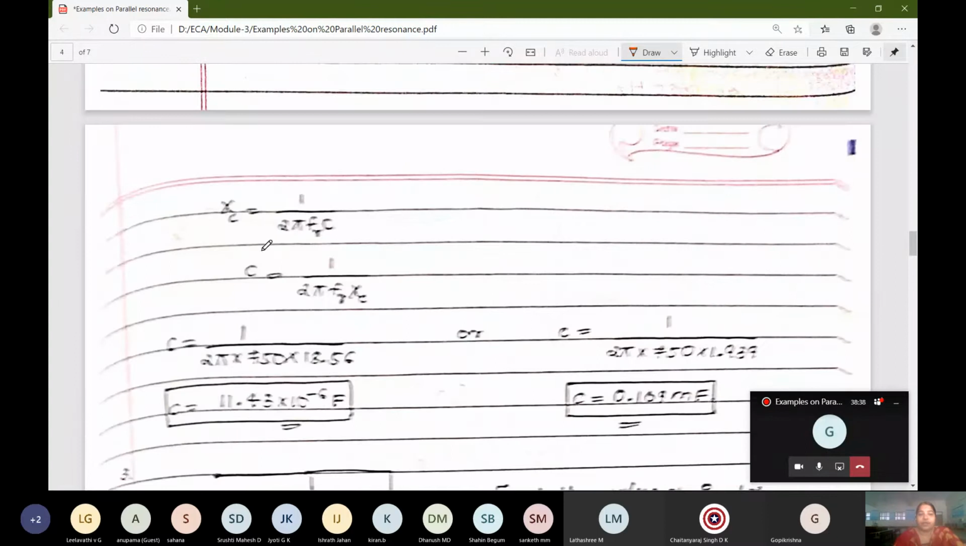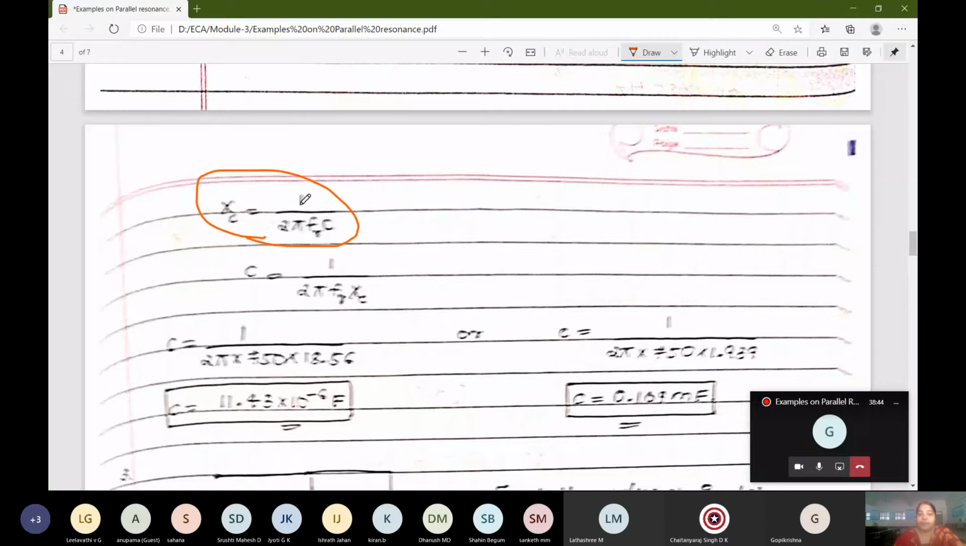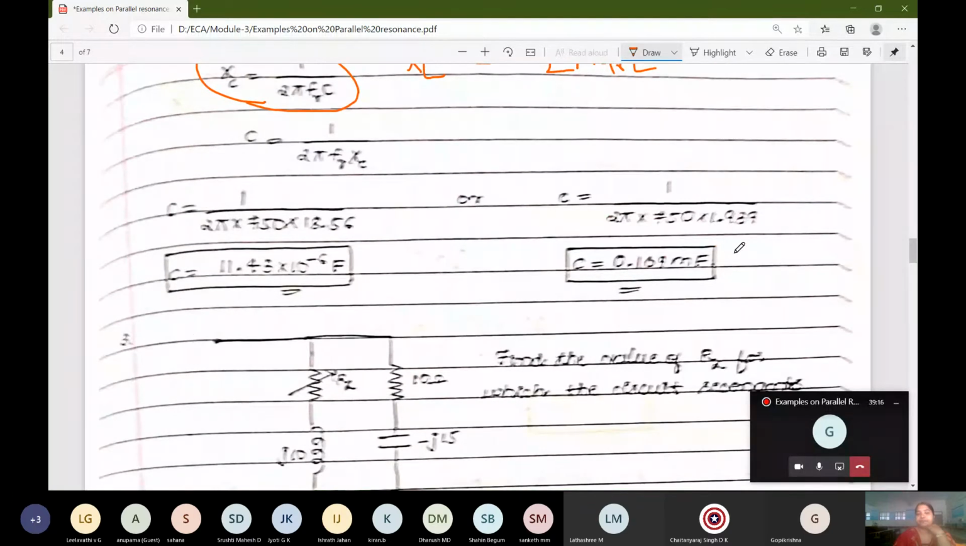To find C, we have to find the capacitance, right? So XC is equal to 1 by 2 pi FC. For XL it is 2 pi FL. For XC it is 1 by 2 pi FC. So C is equal to 1 by 2 pi F XC. Just cross multiply, send C to this side and XC to the RHS. Just substitute the values and you will get the value of the capacitance.